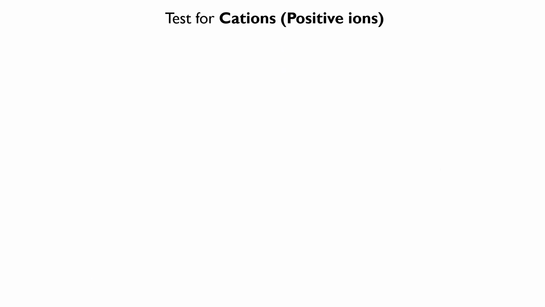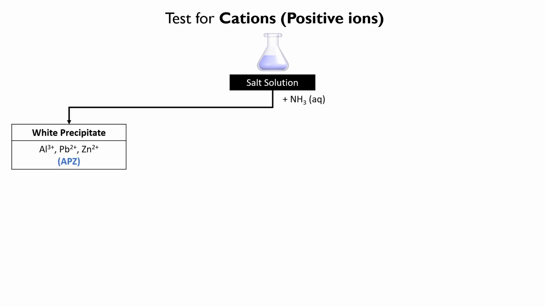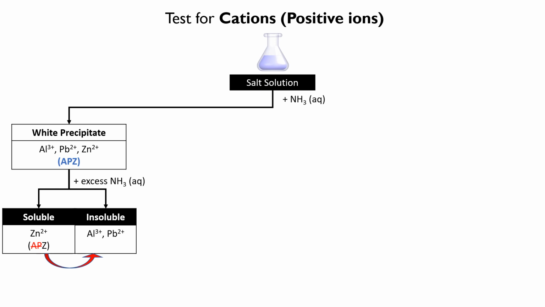Next, the next test for cation is to add aqueous ammonia. So if you obtain white precipitate, the possible ions are aluminum, lead-2, and zinc. If you recall, these are the soluble salts in our earlier test with excess sodium hydroxide. When you add excess aqueous ammonia, only zinc will dissolve, while aluminum and lead-2 will remain as insoluble salt. You can remember this by striking out the next two letters as shown in the diagram.